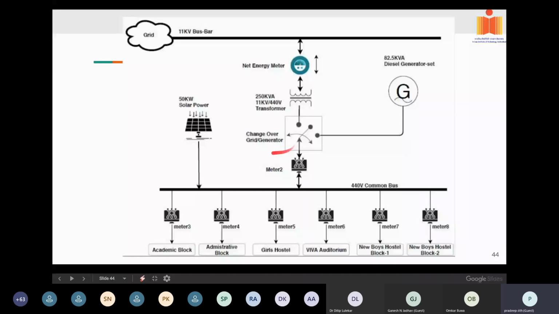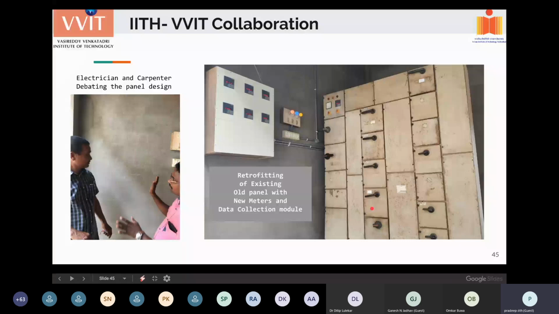We have given IDs: meter number 2, 3, 4, 5, like this. Then on the right picture, you can see this is the old panel, almost 25 to 30 years old. Immediately you can see there are no meters, just distribution switches. So that's why we retrofitted it with the metering block. On the left side, we can see there are 6 meters here and 1 more meter here. After retrofitting with meters, we are able to extract the data.